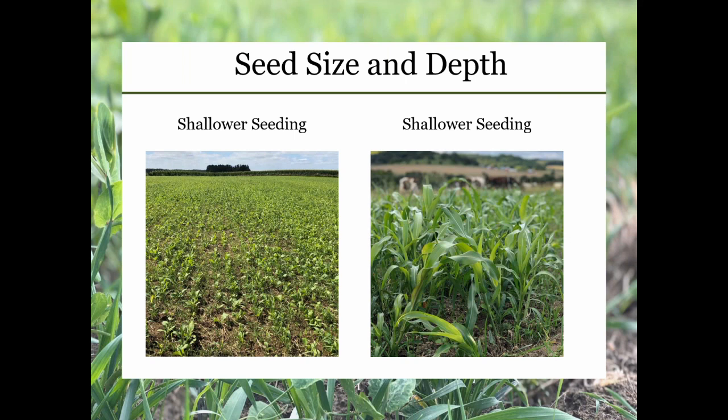So what we've done is start to segregate out the sorghum sudans, plant those at the depth they need to be at, and then put into the small seed box the brassicas and clovers.